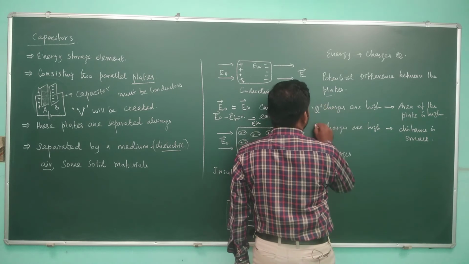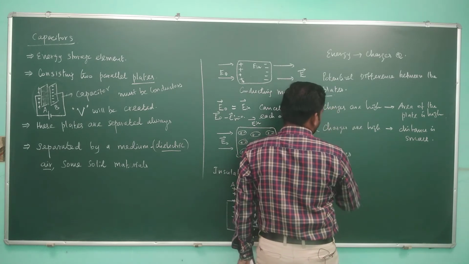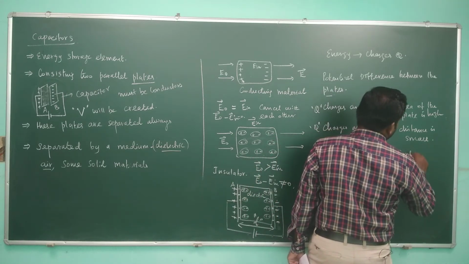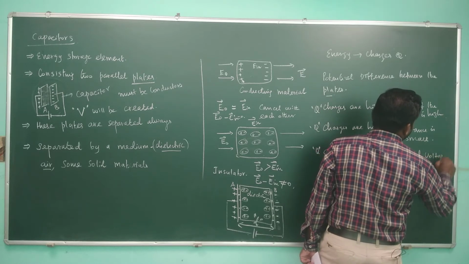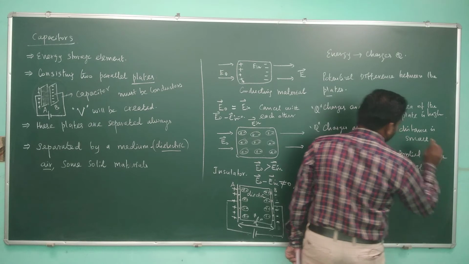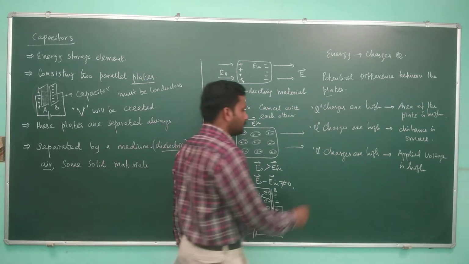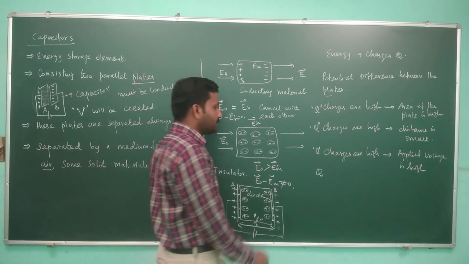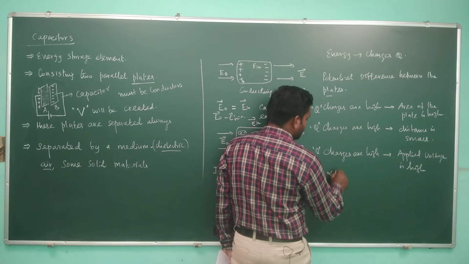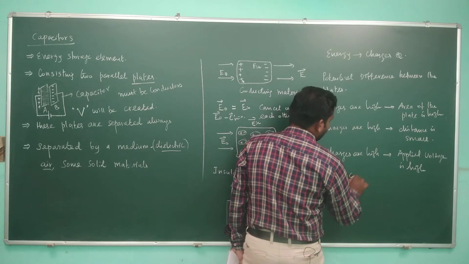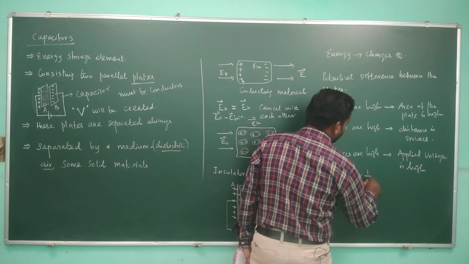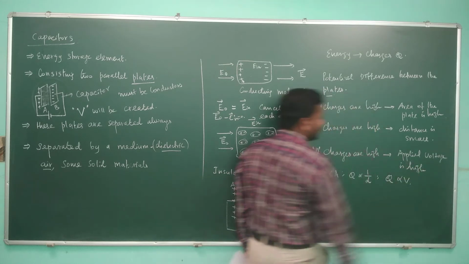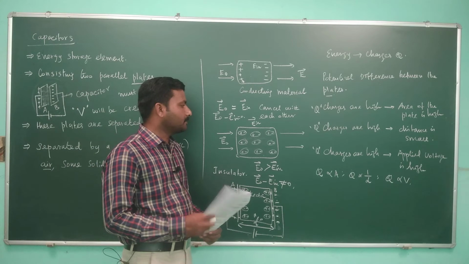And these charges, essentially we can say Q, these charges Q will be high if the applied voltage is high. Okay, which means the charge Q that is stored within the parallel plates is directly proportional to the area, inversely proportional to the distance, and directly proportional to the voltage, right?